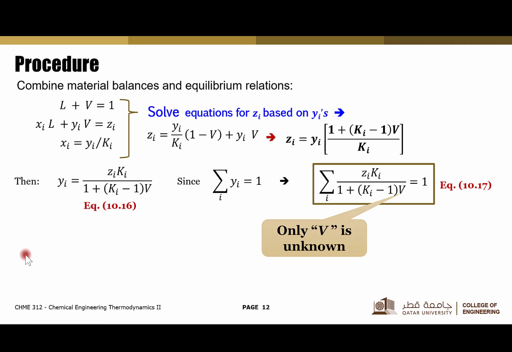So we take this middle equation here. We have Xi L plus Yi V equals Zi. In this case, X equals what? Yi divided by K. So this is what you see here. This is where the X was. Then the L here is what? Taking this equation, 1 minus V. So that's what we see here. And then the rest of it stays the same in that middle expression.